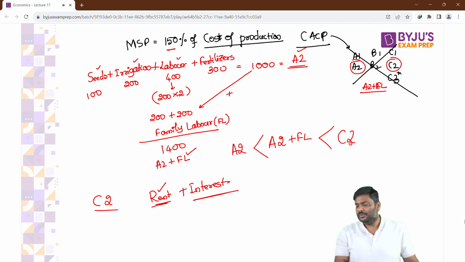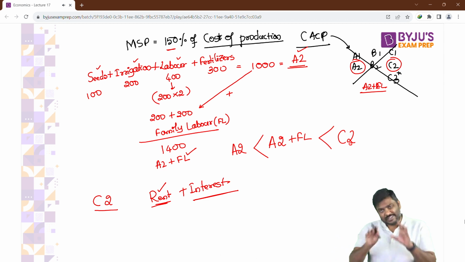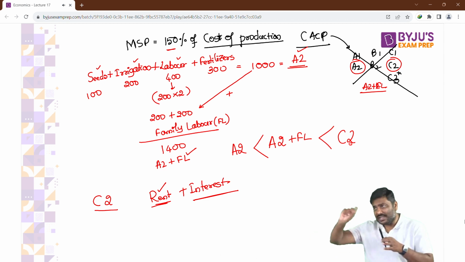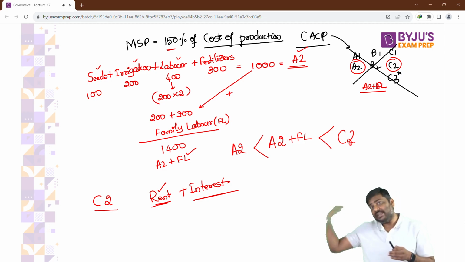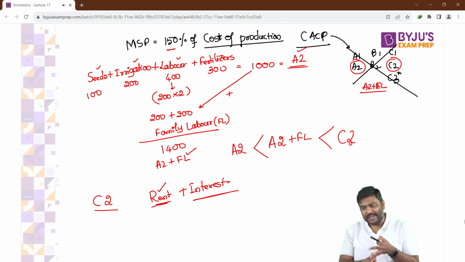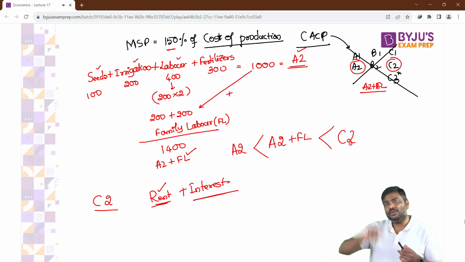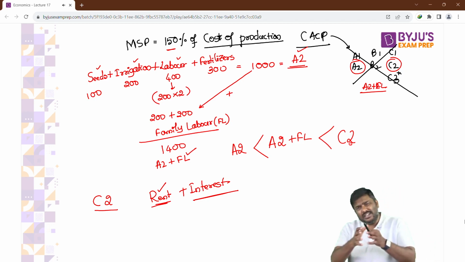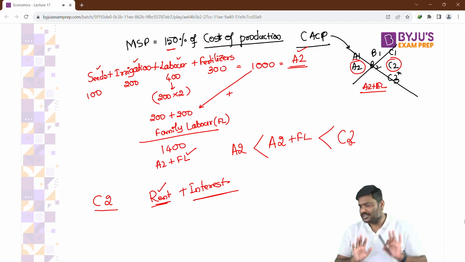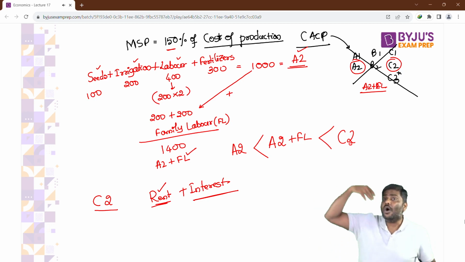A2 plus FL will be bigger than just A2. Remember, three cost of productions are there. Just an optional point here: not just three, there are many more. A1 is there, A2 is there, B1, B2, A2 plus FL, C1, C2, C2 star, C3. Multiple types of cost of production are there.